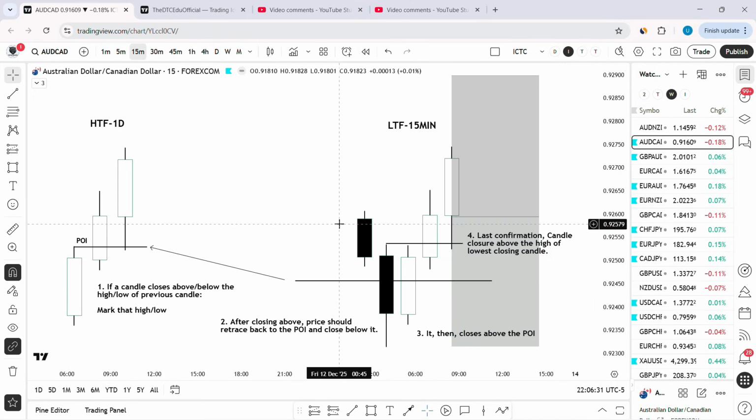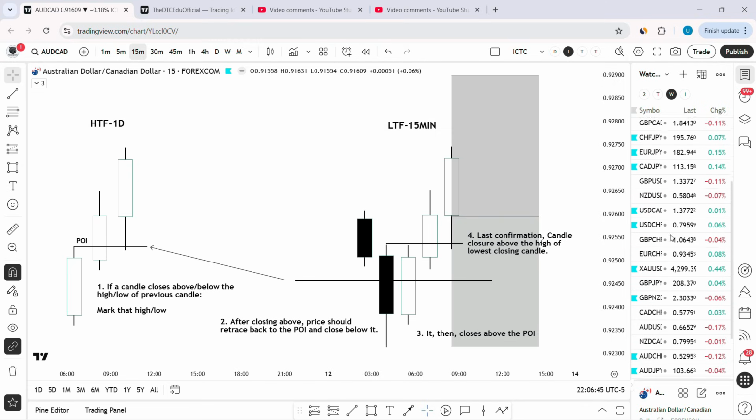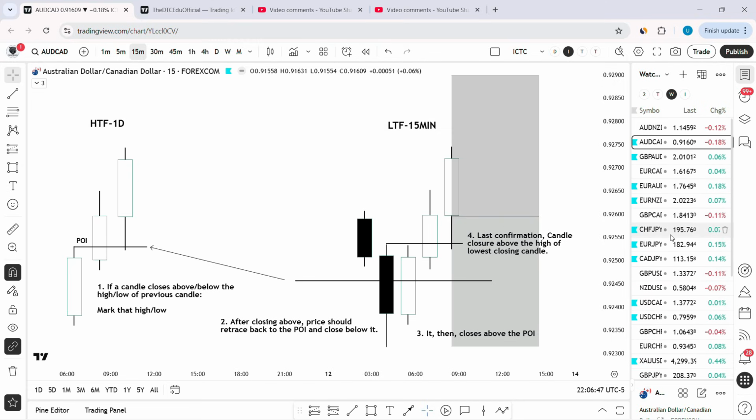Now let's move to few important points that you should remember before using this model. So the first thing is that you can use this strategy on all these pairs. I have a list of around 30 pairs in this. So what I do is at the close of daily candle, I go to all the pairs one by one and check if the candle closes above previous candle's high.